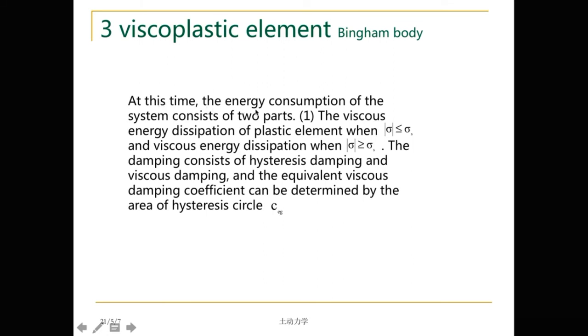At this time, the energy consumption of the system consists of two parts. The first is the energy dissipation of the plastic element when load sigma is less than the strength of the Coulomb body, and the second is the viscous energy dissipation when load sigma is larger than strength. The damping consists of hysteresis damping and viscous damping, and the equivalent viscous damping coefficient can be determined by the area of hysteresis circle CEG.